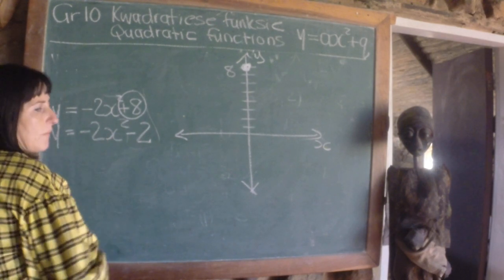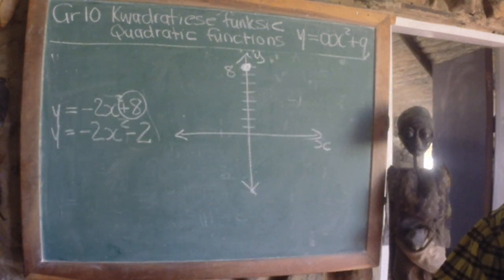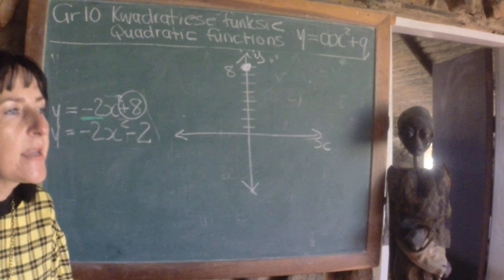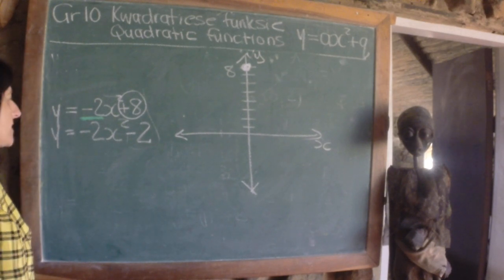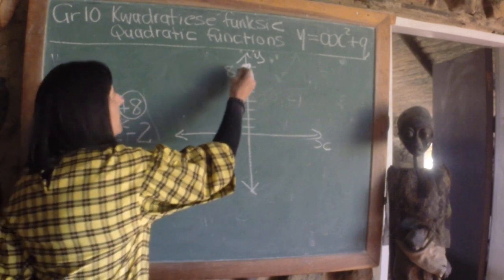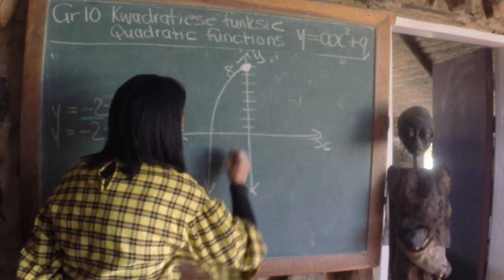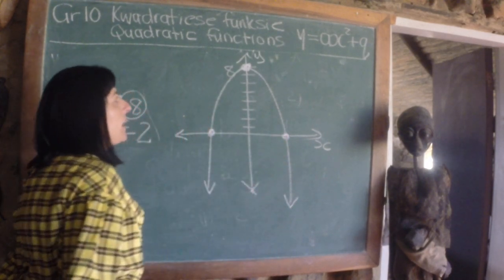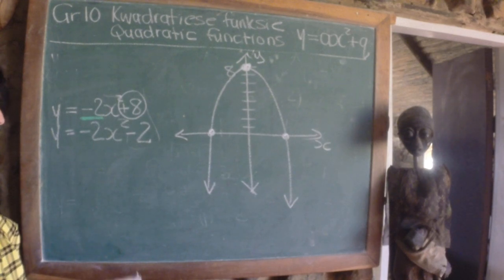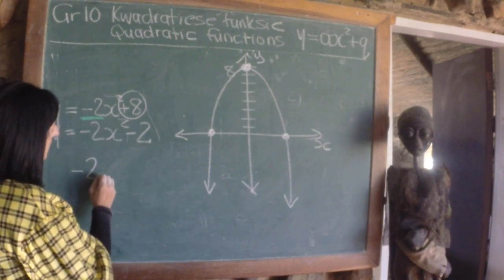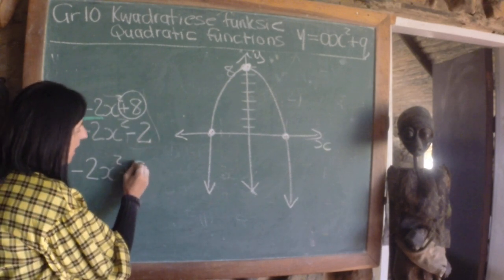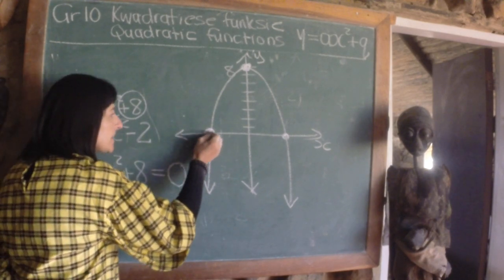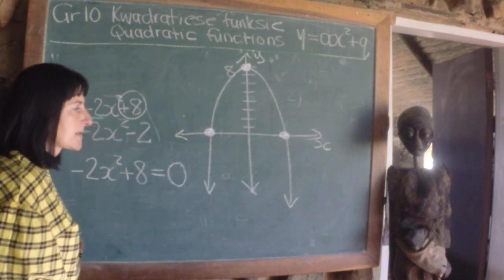Nou gaan ek na my a-waarde. Want my a-waarde sê vir my, hoe lyk my parabool? Is dit 'n sad face of is dit 'n happy face? -2 beteken hy is 'n sad face. So wat sien ek hier en hier? It's cutting my x-axis again. So nou kan ek weer gaan sê -2x kwadraat plus 8. I'm making y 0 because I can clearly see it's cutting my x-axis.